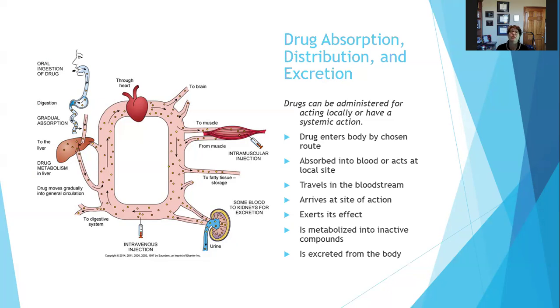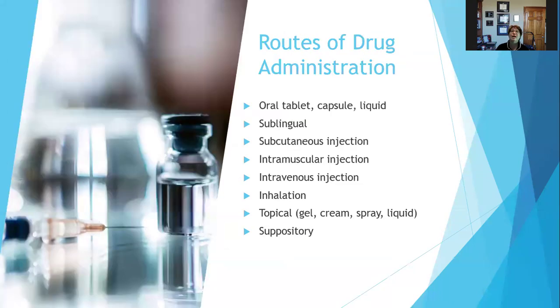Once it gets into the blood, it travels in the bloodstream, it arrives at its site of action, and it exerts its effect. Then it is metabolized into inactive compounds and it is excreted from the body. This is the best case scenario, right? This is how it's supposed to work. If any one of those systems is messed up, it can mess up the whole system and how your body reacts to the drug. So there are lots of different ways to administer drugs.